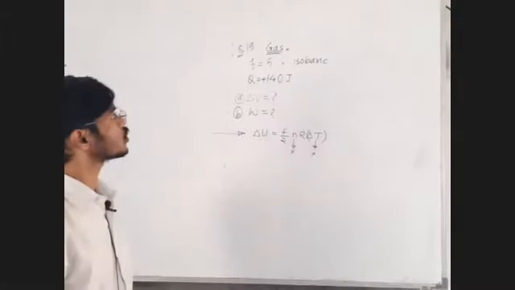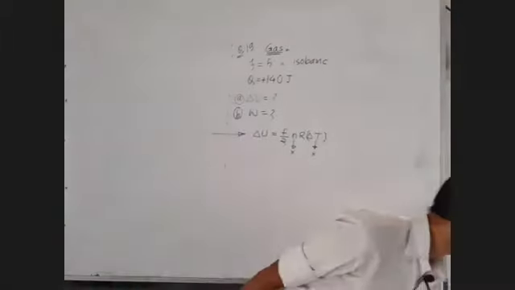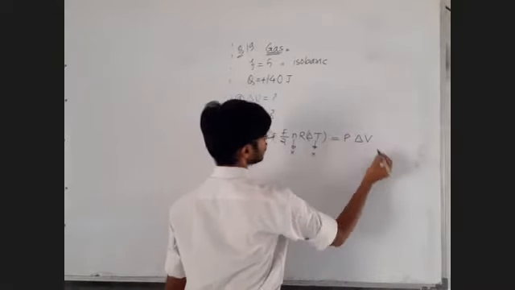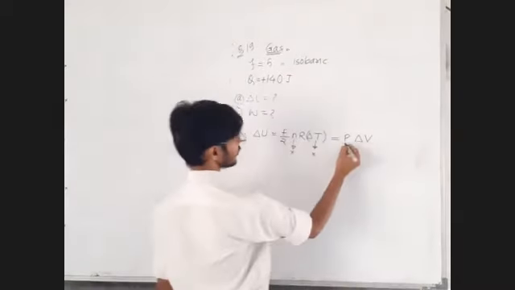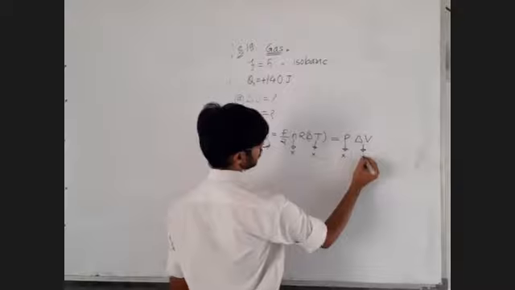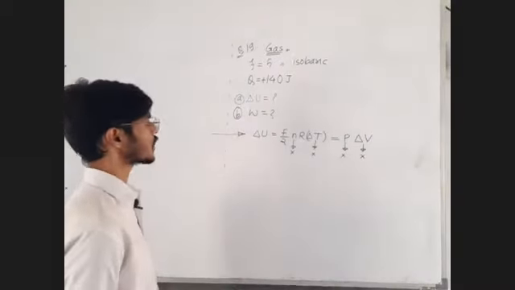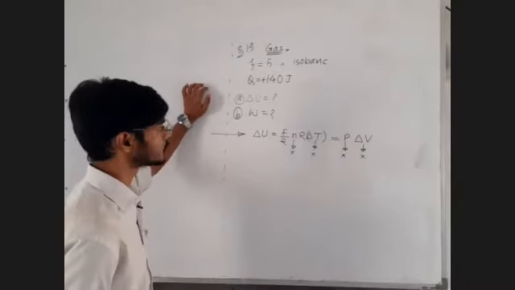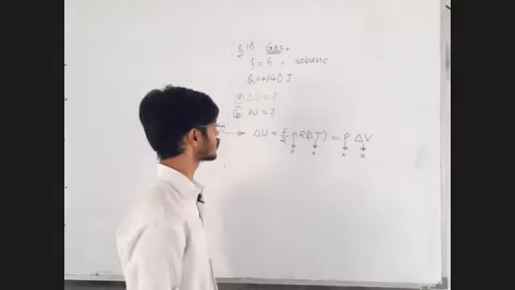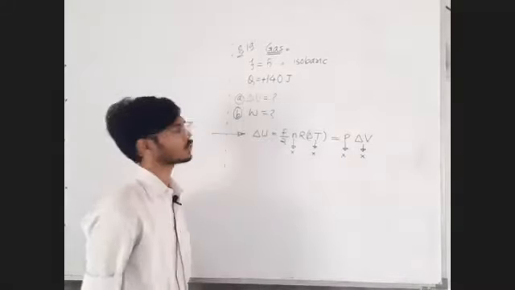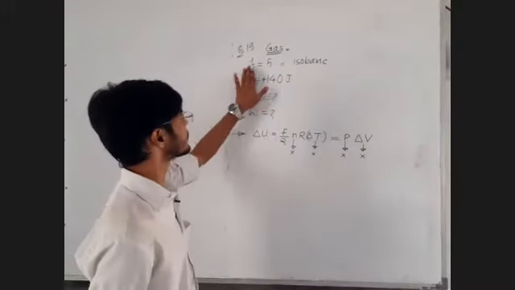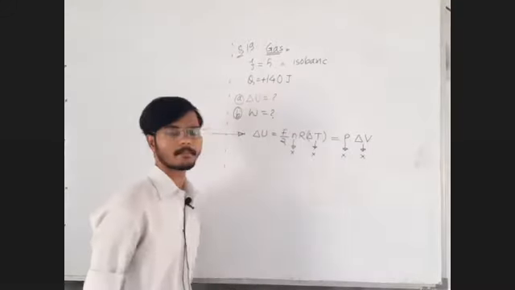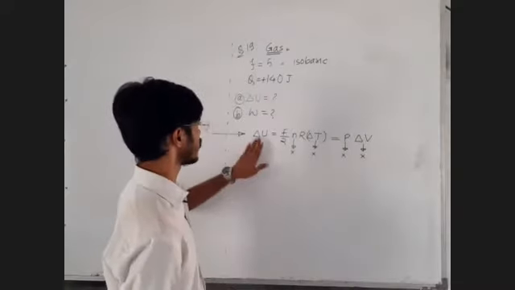But sir, the process is isobaric. So for an isobaric process there is one more formula, P delta V. But we are not given the value of pressure, and we are also not given the change in volume. So right now there is no way by which we can find delta U. Now what to do? Is there any other data given in the question? f is equal to 5, isobaric, Q is given. What can I do? There is no way to find delta U.